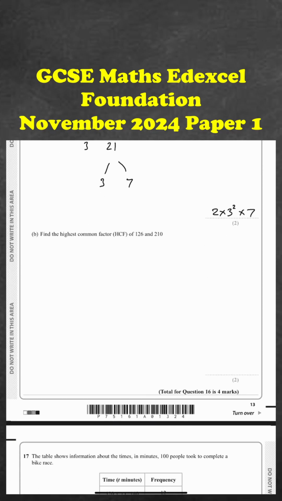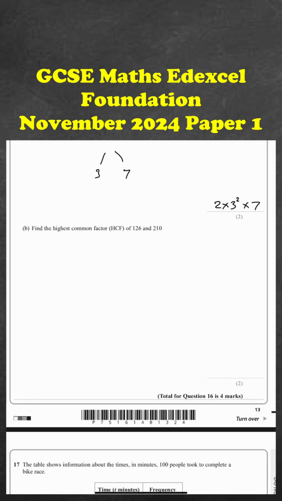Part B. Find the highest common factor of 126 and 210. So I'm going to do another little factor tree for 210. 210 is even, so 2 times 105. 105 is odd. Can that be divided by 3? It can, 3 times 35. 35 cannot be divided by 3, but it can be divided by 5 and 7.